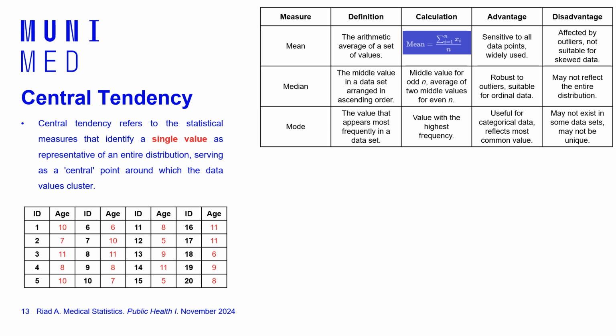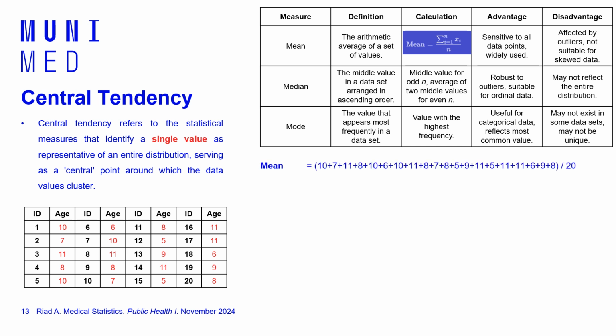In this example, we have a list of 20 children and the age of each of them. So the first child is 10 years old, the second one is 7 years old, the third one is 11 years old, and you can read the rest. If you would like to learn the mean of this sample, mean, by the way, is the easiest to calculate, because this is the arithmetic average of the values.